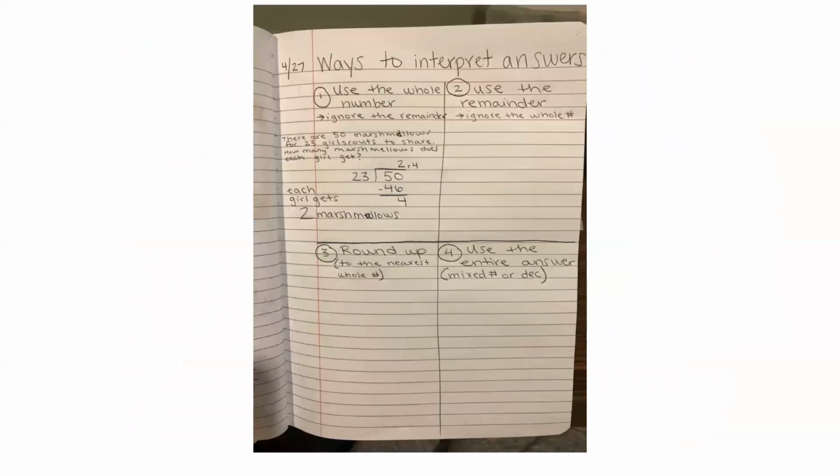So in my notebook, I'm going to take some notes about that. I'm going to first write down the word problem. Second, I'm going to solve for the mathematical answer. And third, I'm actually going to write the final answer that answers the question being asked, which is each girl gets 2 marshmallows. I want you to write that in your notebook. Please pause so you have enough time, and you can press play when you're ready to learn about the next strategy to interpret a remainder.